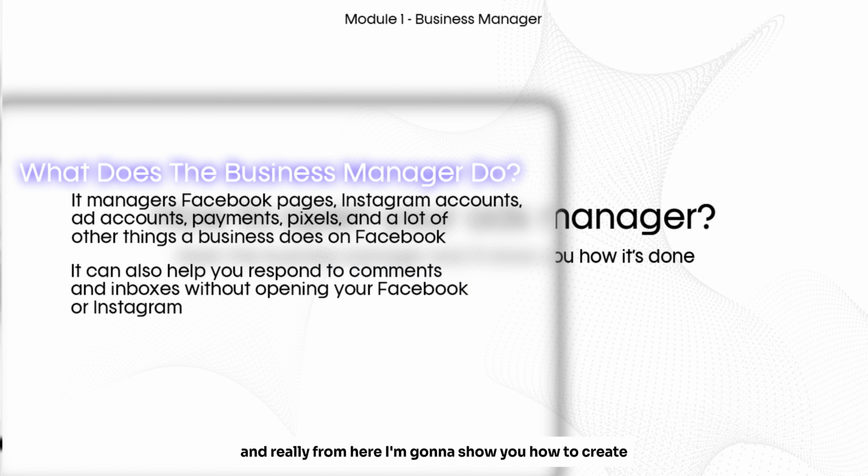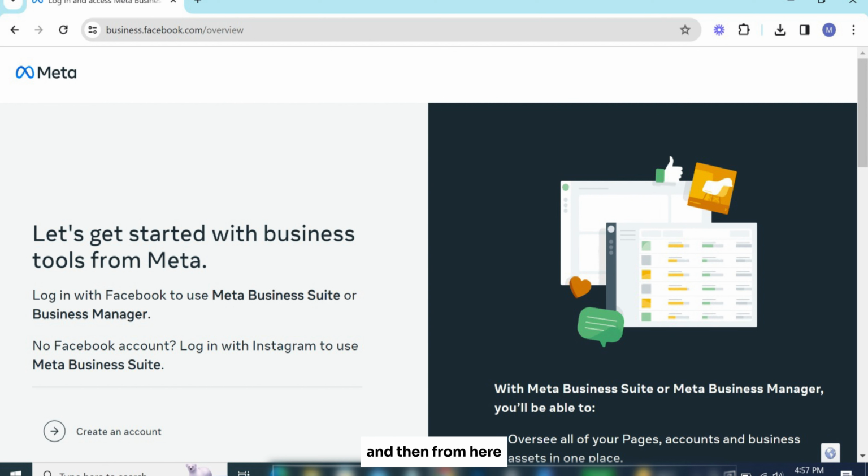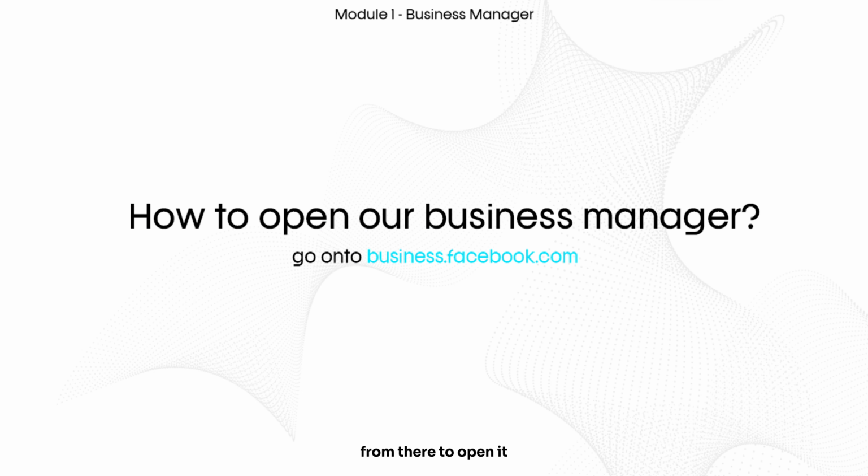And really, from here, I'm going to show you how to create your own business manager. For this, you're going to go on to business.facebook.com/overview. Then go search. A window like this is going to open, and then you're going to click where it says create account. Then create the account. It's going to be very simple, seamless. This is going to require your logins. Then you create the account. From there, to open it, you're just going to go on to business.facebook.com. And really, this is where I join you.